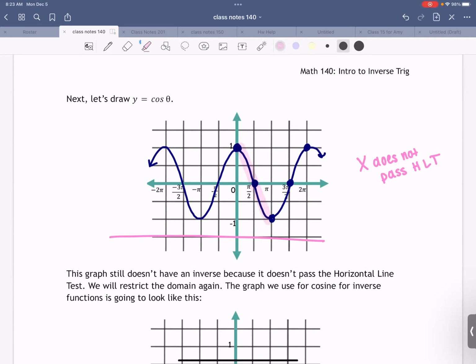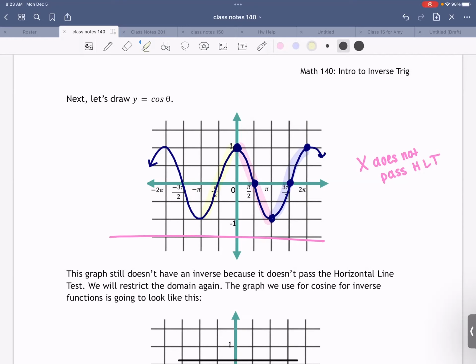If I highlight off that section, that specific section does pass the horizontal line test, if I ignore everything else, right? If I just take that part of the function and ignore everything else, that does pass the HLT. If I take this section, that specific section does pass the HLT. And even the negative values pass the HLT, if I just take those π increments of my function, okay?